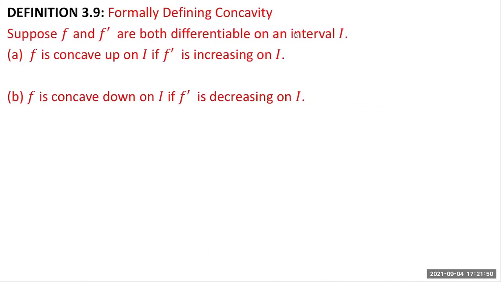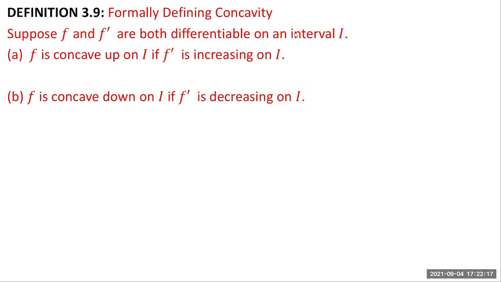I want to start with this definition 3.9. This is how we formally define the concavity of a function. Here is the first part. f is concave up on the interval I if f prime is increasing on I, and f is concave down on the interval I if f prime is decreasing on that interval. Okay, let's provide two examples.